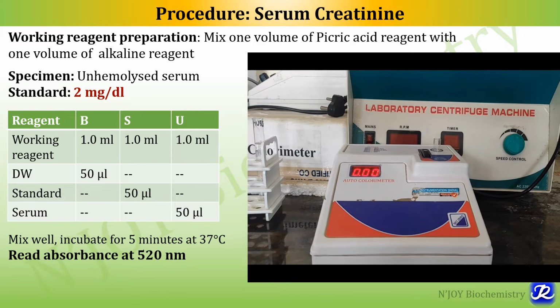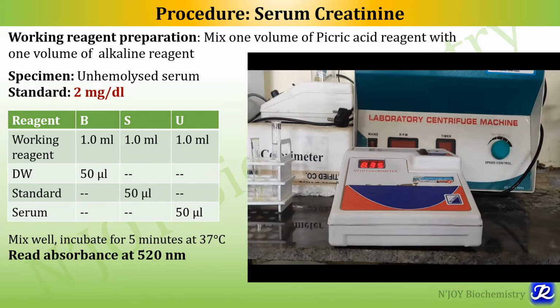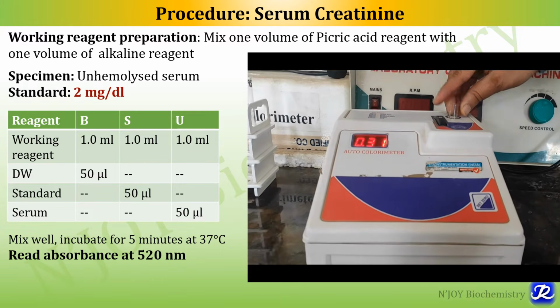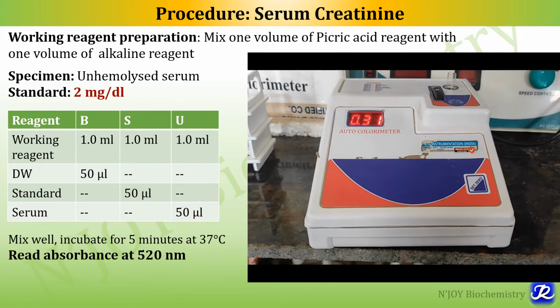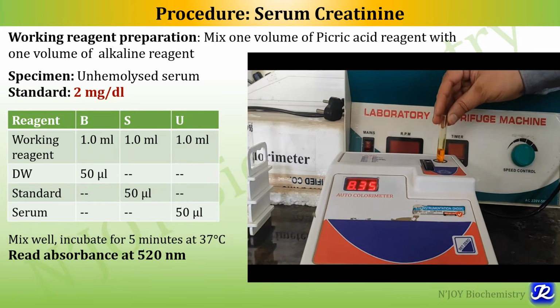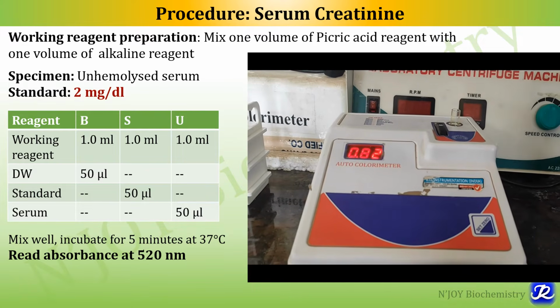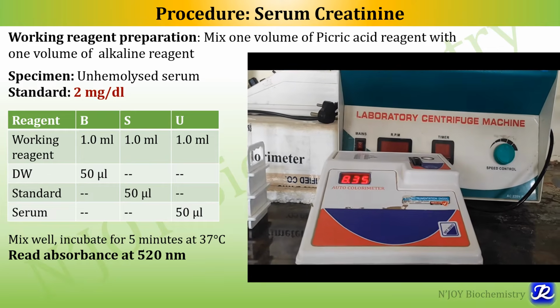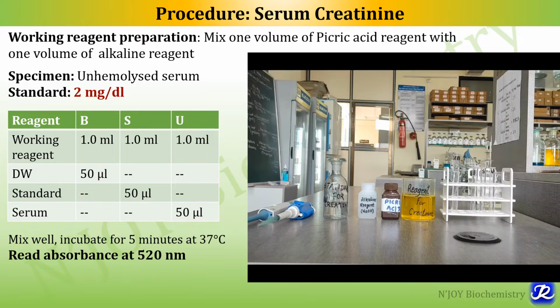So first we are calibrating the instrument, setting the OD to 0 with the water blank. Then we take the reagent blank, that is our B. We got the OD of 0.31 for blank. Then we take standard. We got OD of 0.82 for standard. And then for the unknown, we got OD of 1.22. So this is how we have to perform the procedure, and we get 3 ODs: OD of unknown, OD of standard and OD of blank.